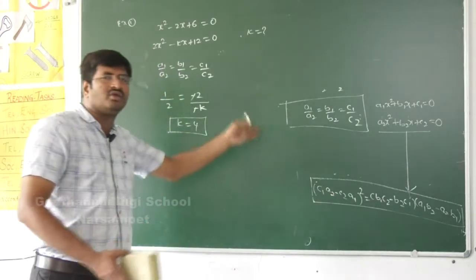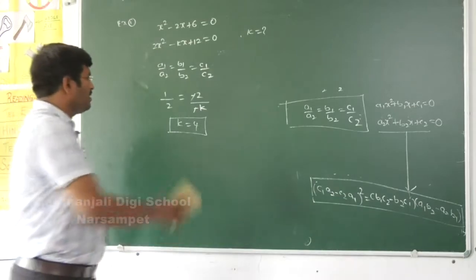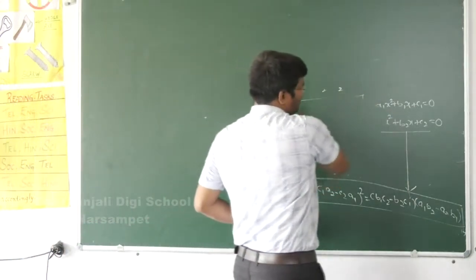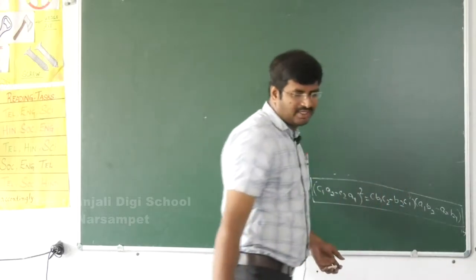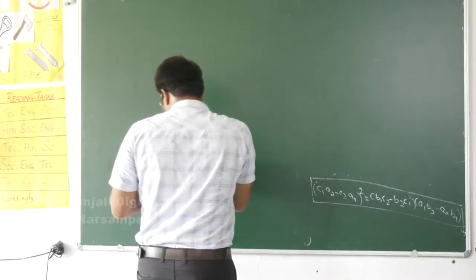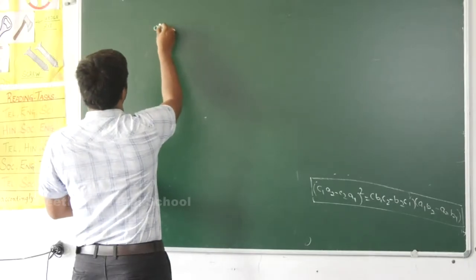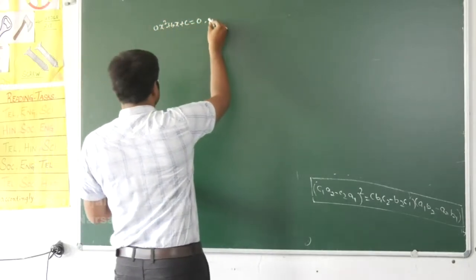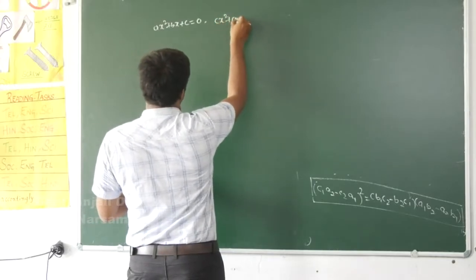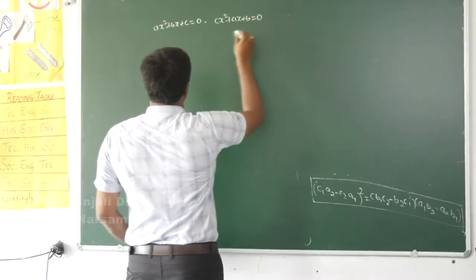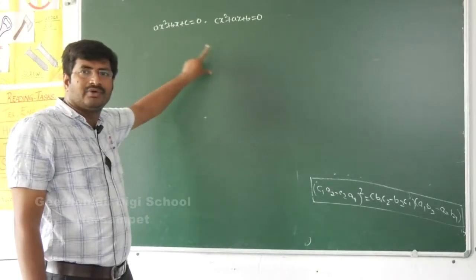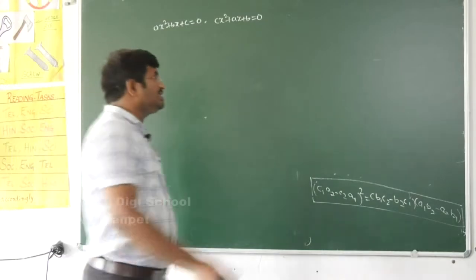Now you will go for the case where one root is common for both the quadratic equations. Find the condition or values of the particular variable. For example, ax square plus bx plus c is equal to 0 and cx square plus ax plus b is equal to 0. For both these quadratic equations, one root is common.